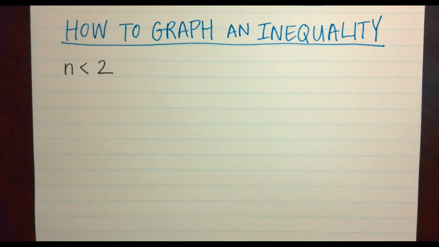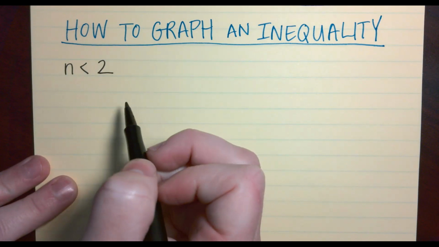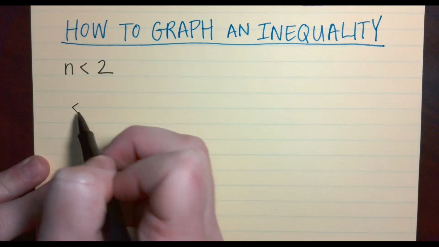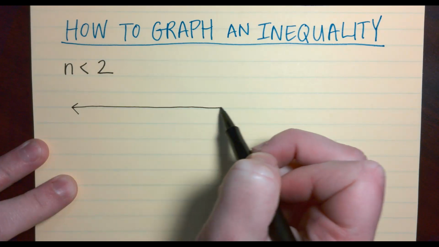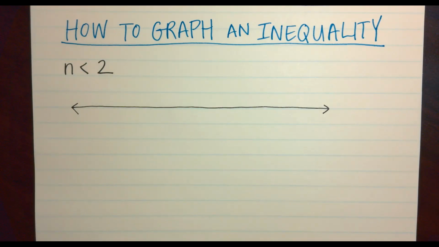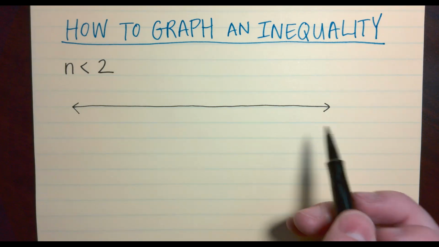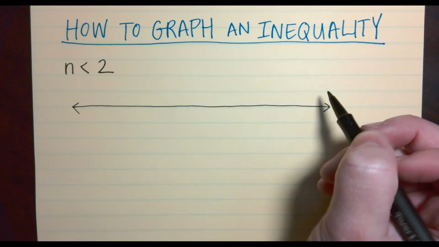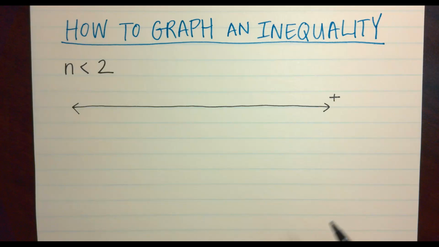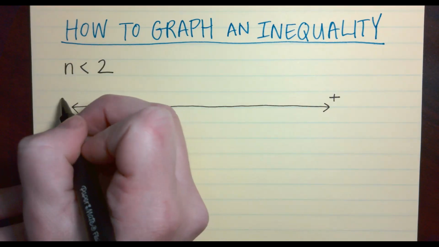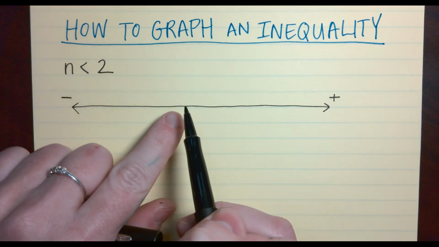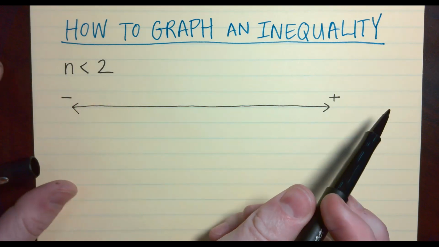And I'll tell you right now, it is very easy. Like, I really think you guys are going to enjoy it. It's like getting to color. So we're going to start by drawing a line, like a number line. And something that I find super helpful is labeling where my numbers get bigger and where my numbers get smaller. So on the far right side, I put a plus sign. On the far left side, I put a minus sign. And this is just showing me what's happening to my numbers as I move in those directions.